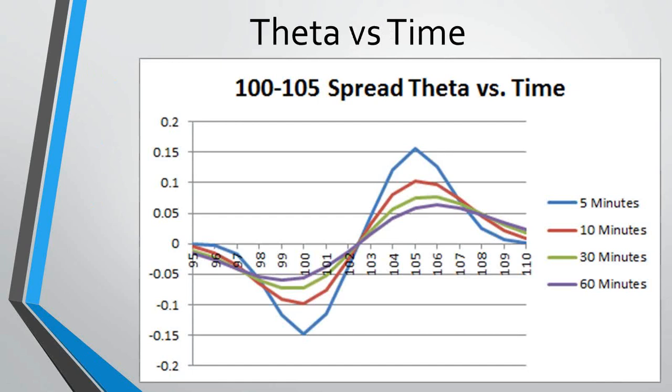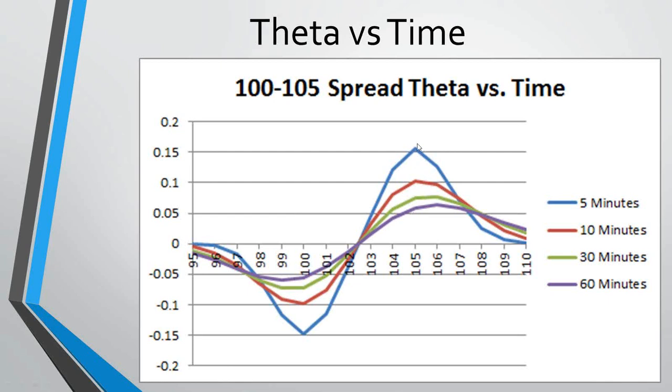I mentioned also theta changes over time. So we looked at it at one specific time, but you can see how as time gets closer and closer to expiration, the theta gets more and more extreme, both positive and negative. So with 60 minutes to go, the time decay is not as substantial. With 30 minutes to go, it's a little more substantial. But as you get into these 5 and 10 minutes, look at how it really starts accelerating. So time decay hurts you more and more as it gets closer to expiration.